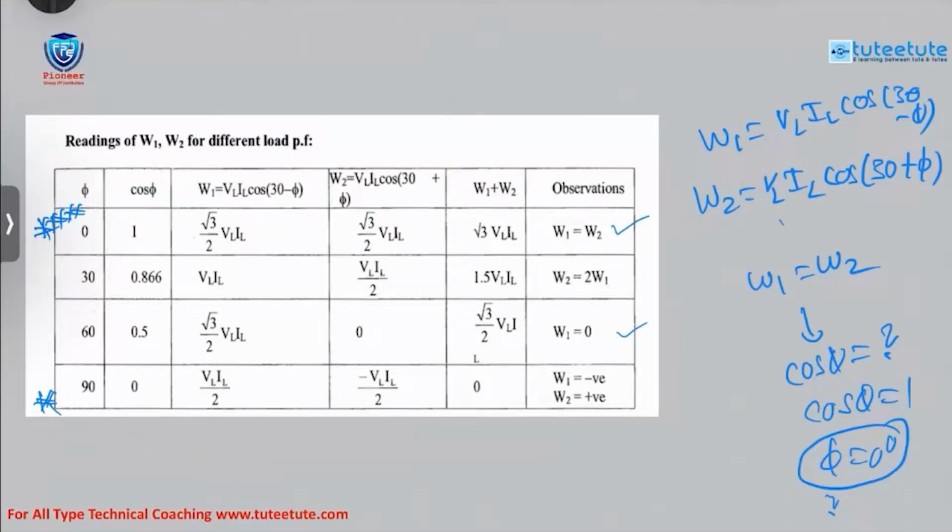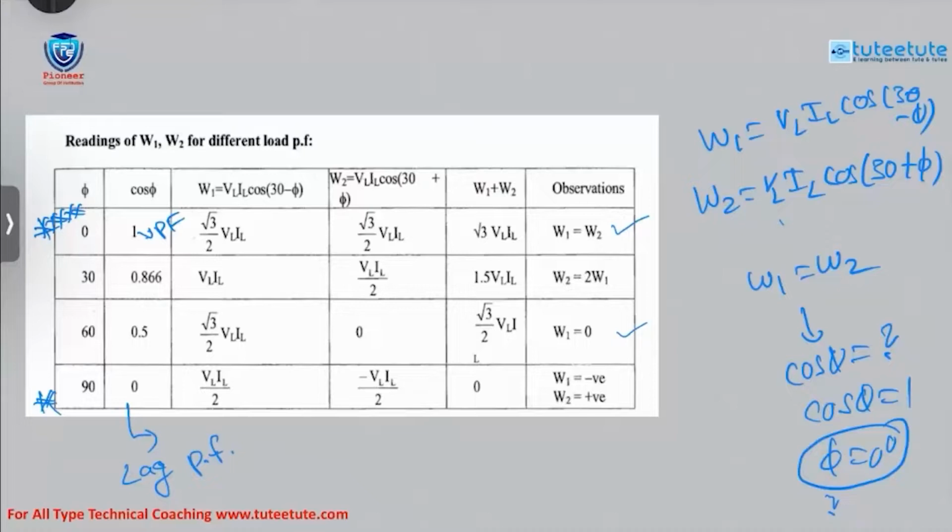Unity power factor is also called UPF. When cos φ is equal to 1, that is called the unity power factor condition. This is 0.86, 0.5, and this power factor is 0. This is called lagging power factor. When the power factor is unity, what is the wattmeter reading? W1 is equal to W2. If the power factor is 0, then one of the wattmeters will show a negative reading.